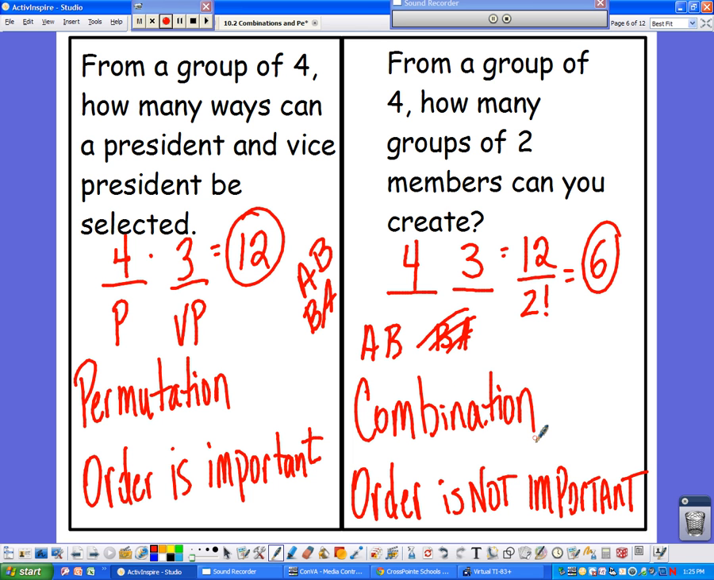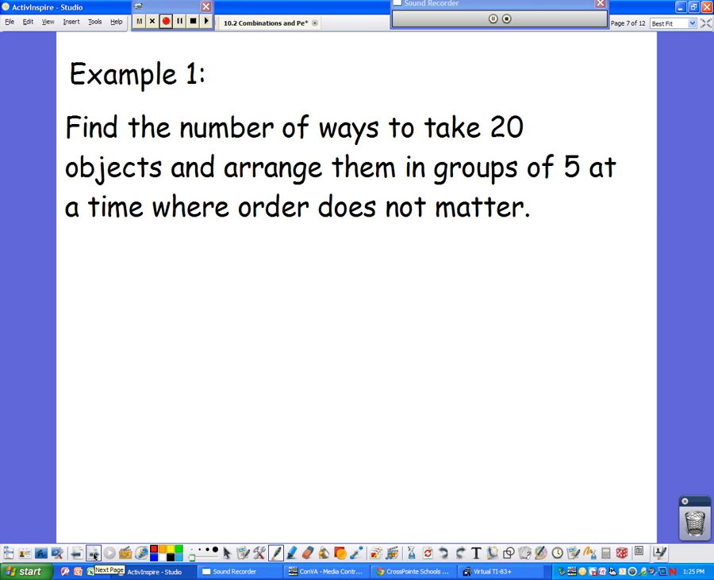So when you're doing these, the first thing you're going to have to do is take a look and say, okay, is this problem a combination or is it a permutation? Do I want them as a group, or am I putting them in specific order? All right, so let's take a look at the first example. First example says, find the number of ways to take 20 objects and arrange them in groups of 5 at a time where order does not matter. Now, there's a couple of keywords in here. If we're dealing with permutations, let's match it up with the other one.